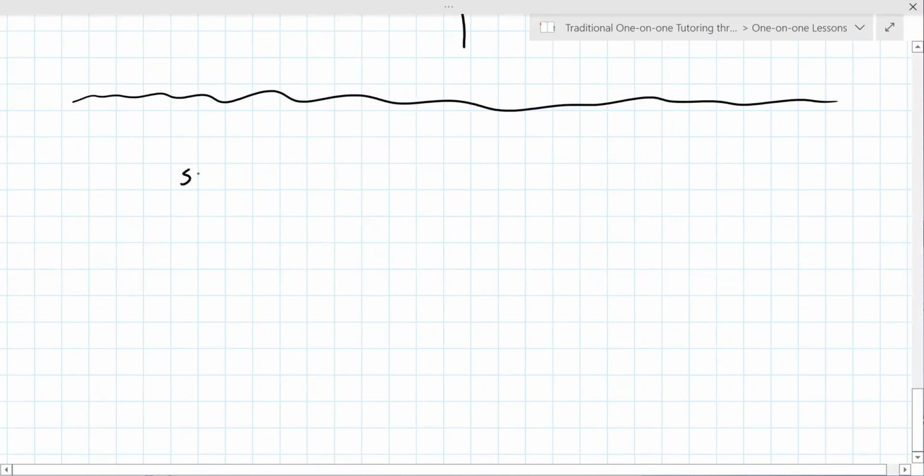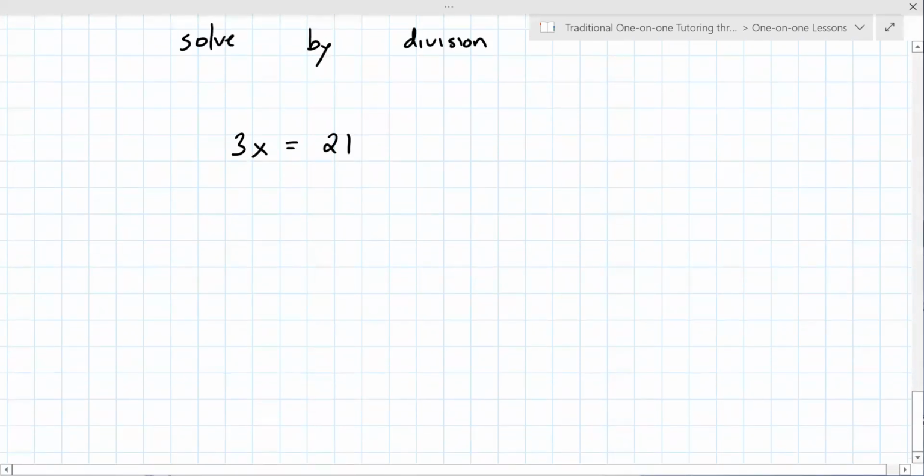So the next grouping we're looking at is solve by division. And we're not going to do long division, but it is division. So let's say I give you something like this: 3x equals 21. So you solve this by noticing that 3 is multiplying x. And the opposite of multiplication is subtraction, or is division.